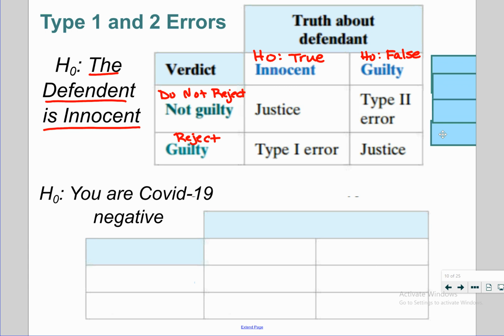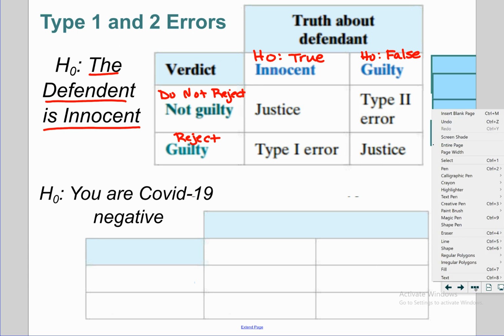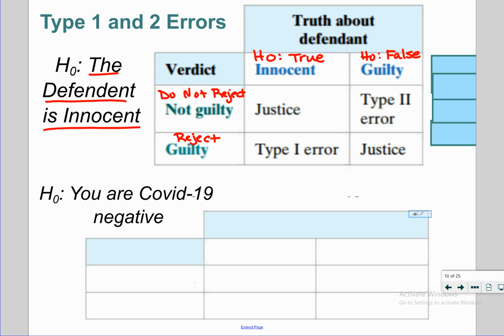Okay, so let's fill out another one. Our null hypothesis here, another common example is medical testing. So we're going to use COVID-19 because why not? So you are COVID-19 negative is our hypothesis. Okay, so the truth about, we'll say, your COVID-19 status.